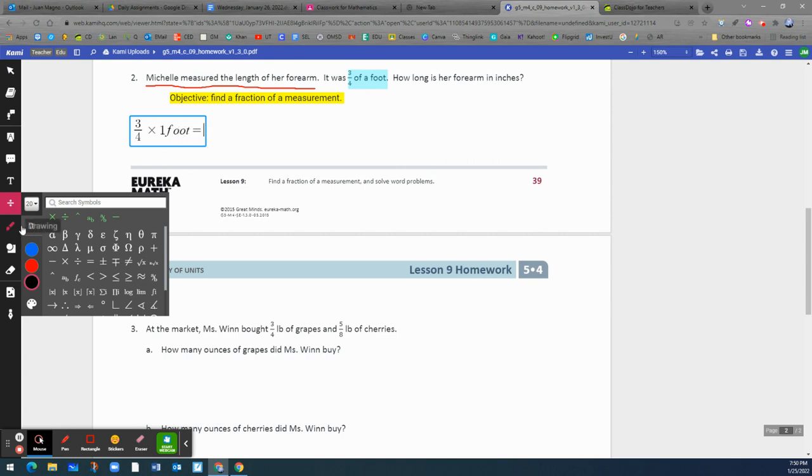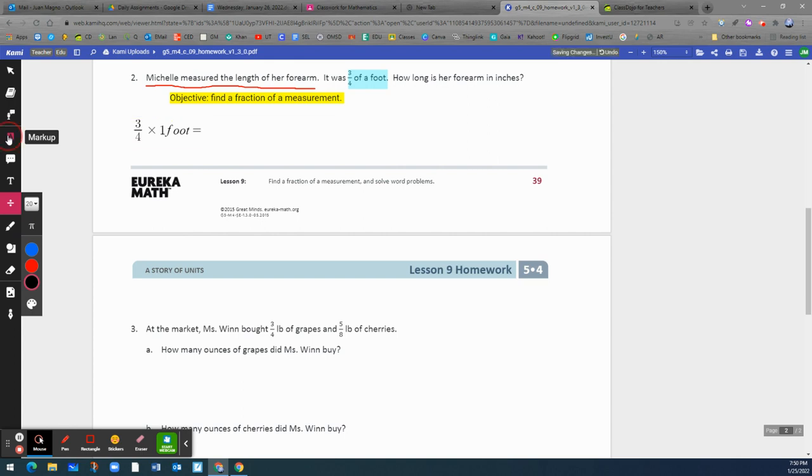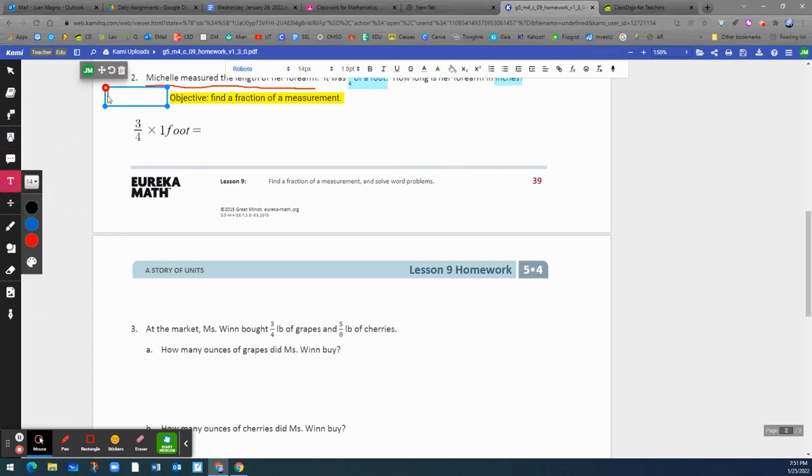Okay, now the next thing is to know what they want us to give. Let's look at the question. How long is her forearm in inches? So we have to convert the 1 foot into inches. Here is something that is always useful: write the measurement that you're dealing with. In this case, 1 foot equals 12 inches. That is a point of reference, so we can keep it in mind and see what the answer is going to be. Because 3/4 is less than 1 foot, the answer is not going to be 12 inches. It's going to be less than 12 inches.